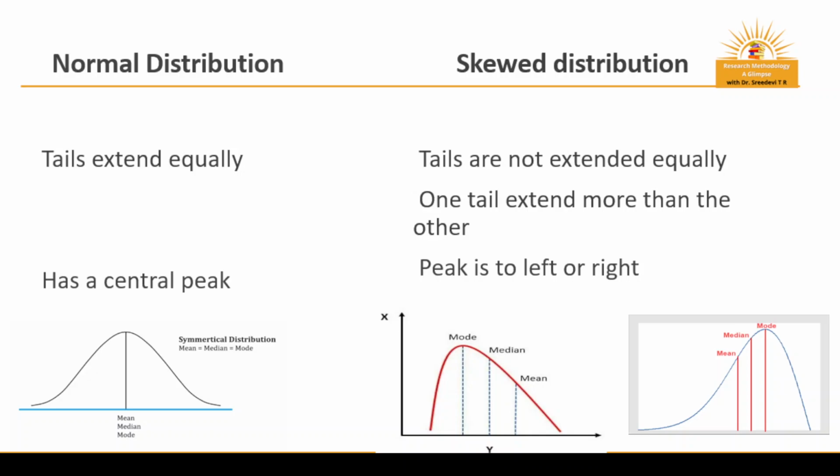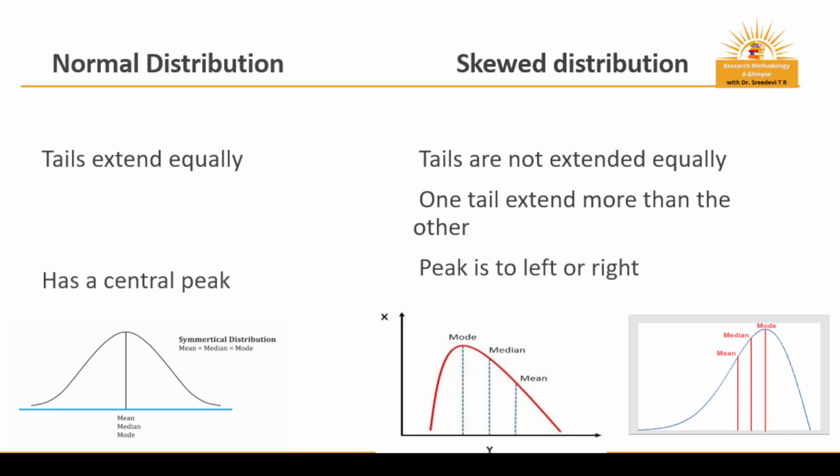That is, mean is in the center. Data distributed equally on both sides of the mean. Two halves are mirror images of each other, so no extension of tail. In skewed distribution, tails are not extended equally. One tail extends more than the other. Peak is to the left or right. This is because mean value does not coincide with its peak value. That is why asymmetry in the distribution. These are the main differences between normal distribution and skewed distribution.